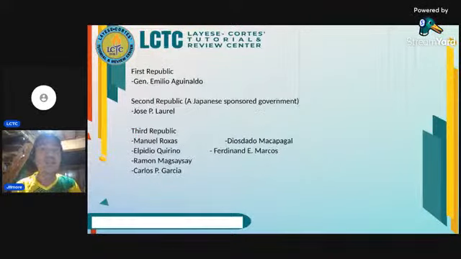Okay, the First Republic, General Emilio Aguinaldo. The Second Republic, a Japanese-sponsored government, Jose P. Laurel. The Third Republic, Manuel Roxas, Elpidio Quirino, Ramon Magsaysay, Carlos P. Garcia, Diosdado Macapagal, and Ferdinand E. Marcos. And after Marcos, we have the semi-federal government or semi-parliamentary government, the martial law period.